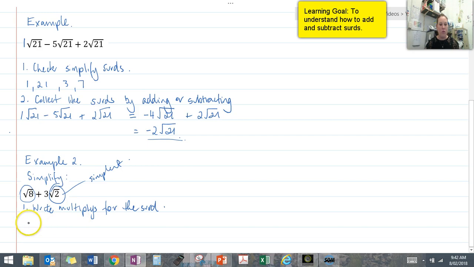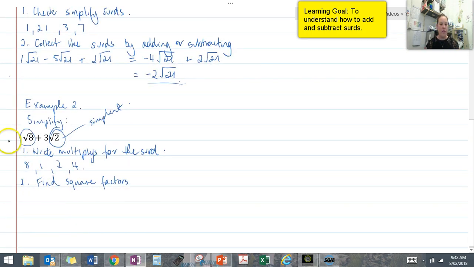So we're looking for multiples of the square root of 8, so we have 8, 1, 2 and 4. And then we're going to find the square factors. So here the square factor is 4, and the number that multiplies by that is 2. And we're going to use our rule the square root of x times y is equal to the square root of x times the square root of y to simplify here.